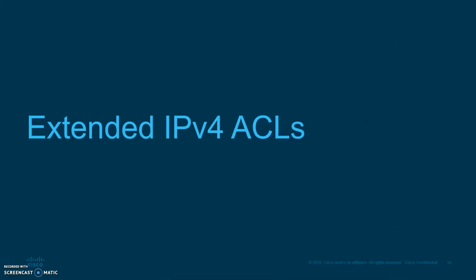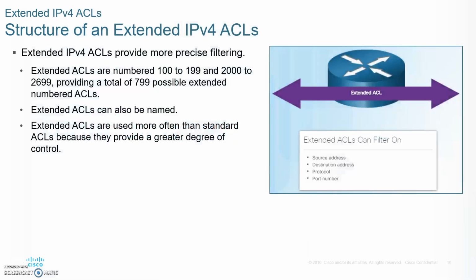Okay, that's all for the review of IP standard access control list for IPv4. Now we look at IPv4 extended access control list. Extended access control lists give you more precise filtering. First, if you are using a numbered access control list for extended, the number has to be from 100 to 199 or 2000 to 2699.